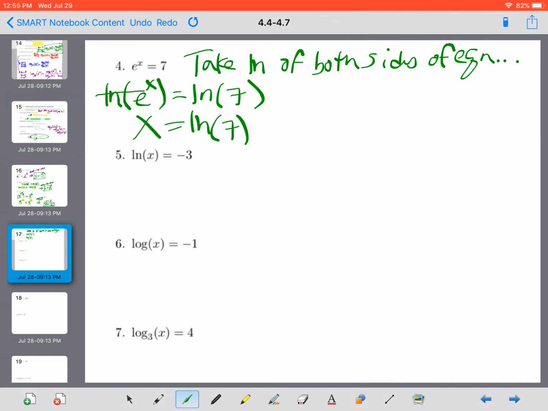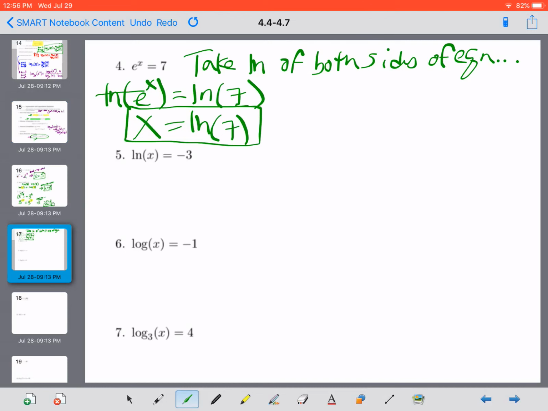What is ln of 7? I don't know, it's a number, right? I would probably use a calculator to try to figure out exactly what that is. But I can't really write what ln of 7 is because it will probably also be an irrational number, so the most correct way to express this is just plain ln of 7.